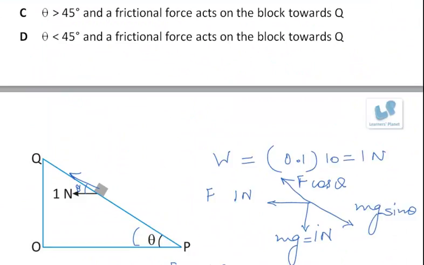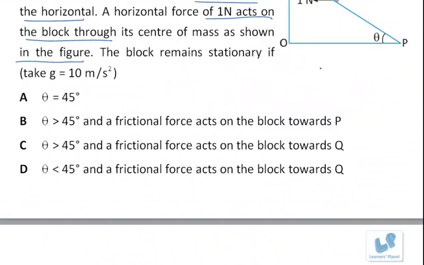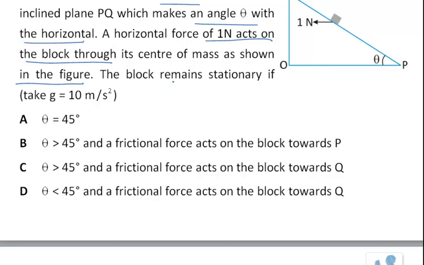Now let us look at the four options that we have. The block remains stationary if theta is equal to 45 degree. Correct. Okay, whether friction is there or not, it does not matter. If the angle is exactly 45 degree, it would always be stationary.